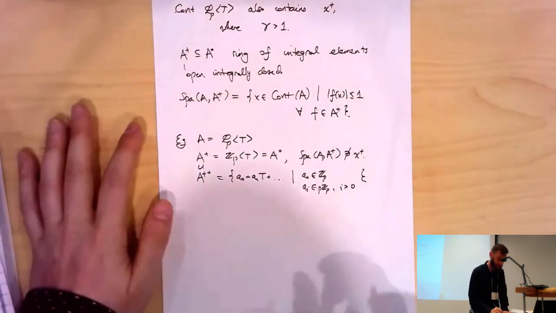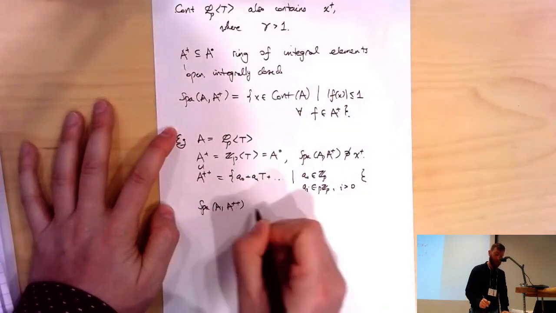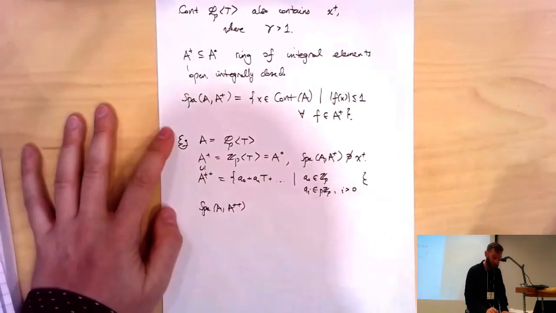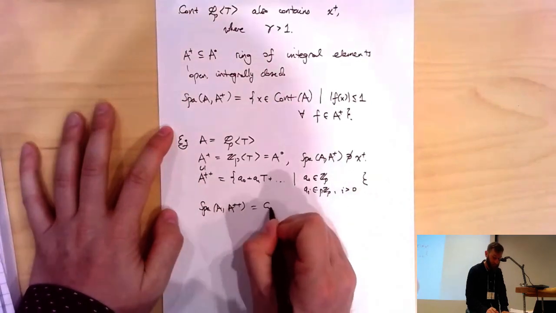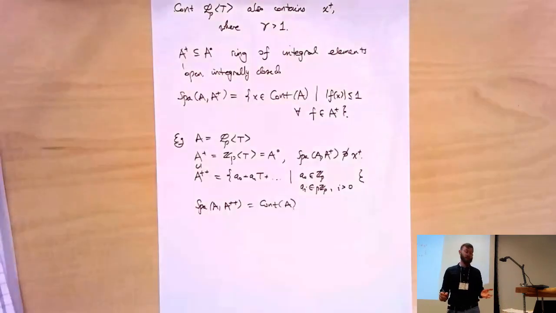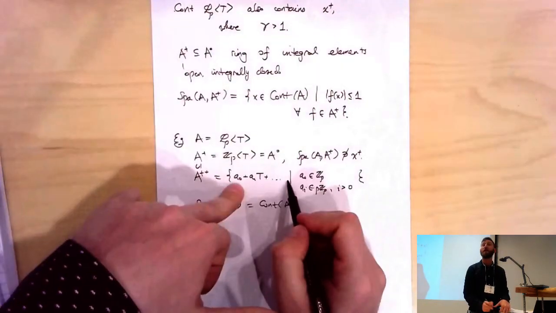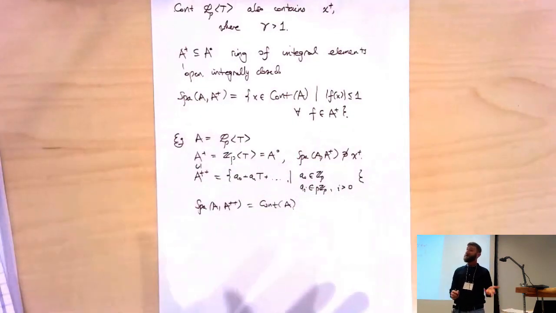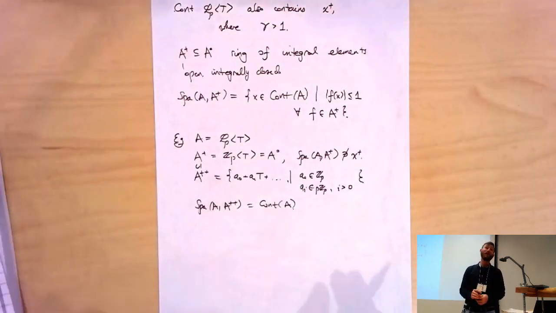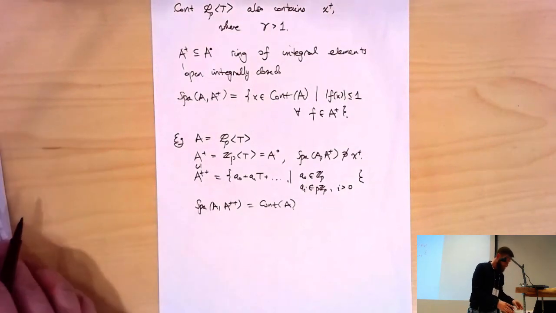And in fact, this thing, this A double plus, is kind of the biggest you can make it. This is all of Cont(A). If you think about it, any absolute value inside of Cont(A) is going to think that any element of this is less than or equal to 1, because p times t is going to have to be less than 1. It's topologically nilpotent. Okay.